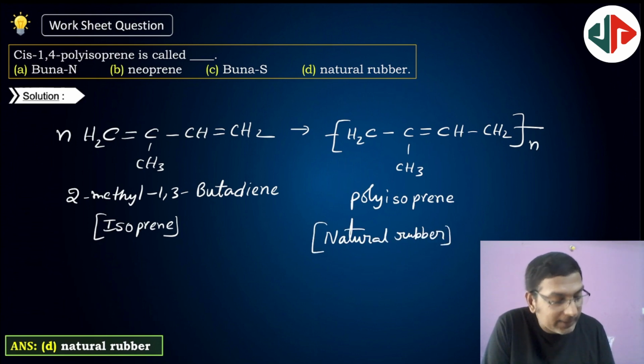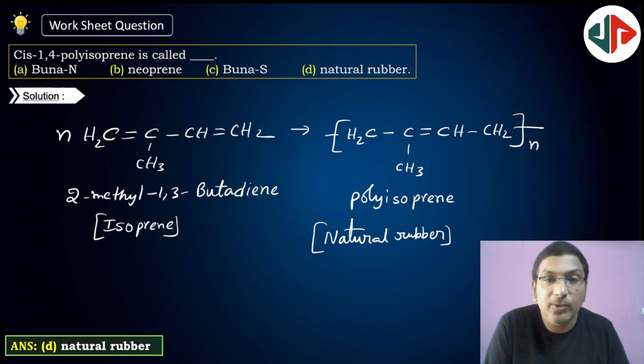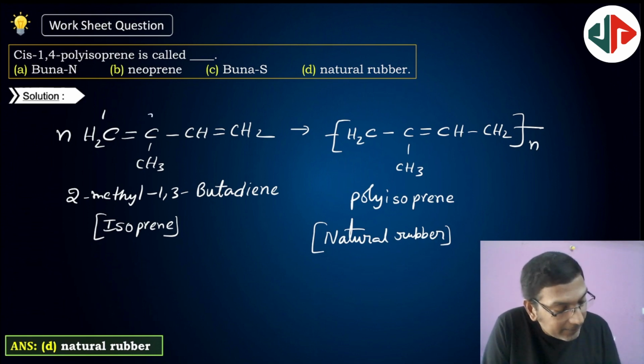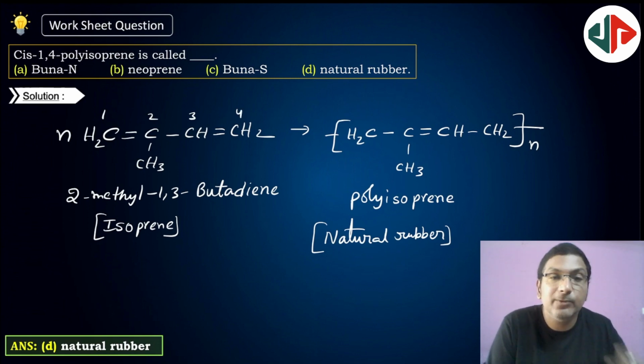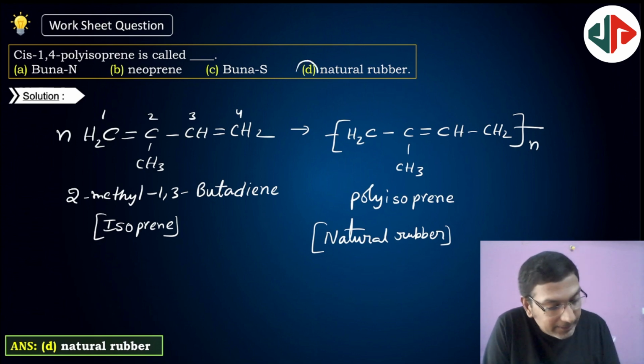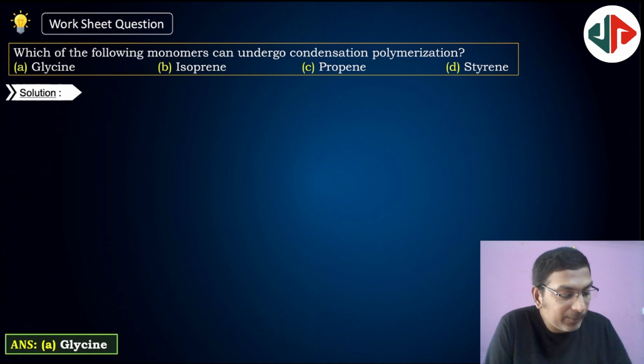Very, very important. So it is 1,4 addition. Addition takes place at first and fourth carbons. Therefore, cis-1,4 polyisoprene is natural rubber. Option D. Which of the following monomers can undergo condensation polymerization?